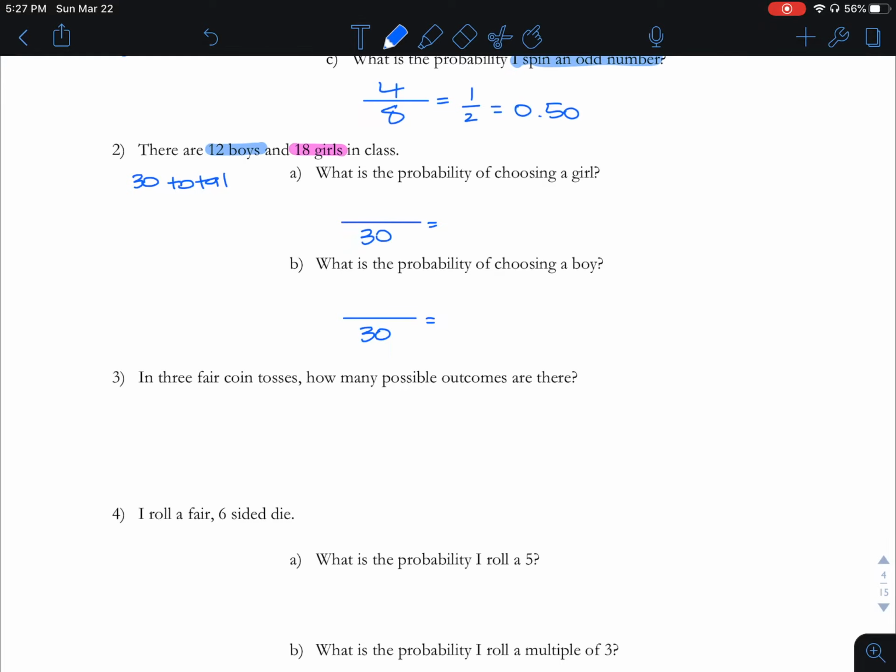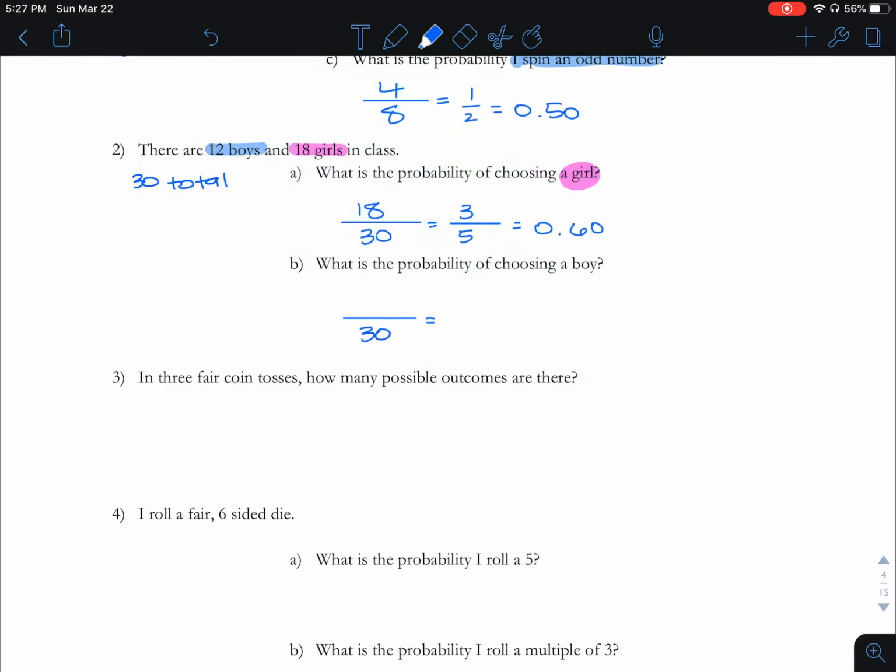Okay, what is the probability of choosing a girl? Well, how many girls do I have in the class? Well, in this case, I have 18. Can I reduce that fraction? Absolutely, I can. If I divide by 6, I get 3 over 5. Plug that in, 0.60. Either one, I would accept either of those answers.